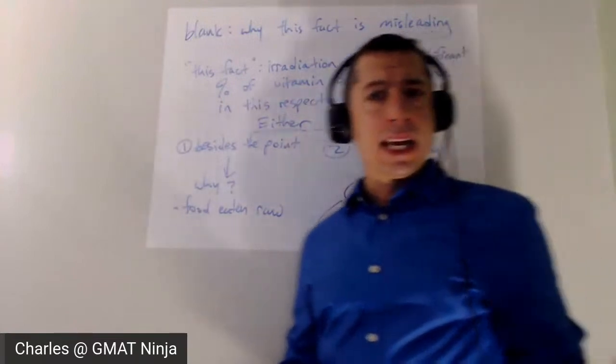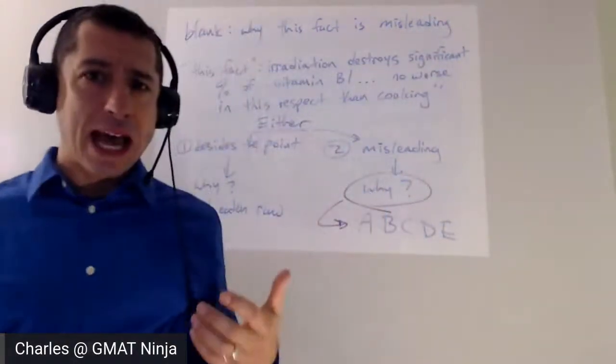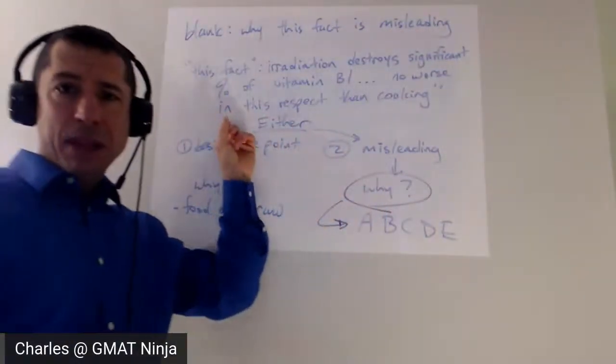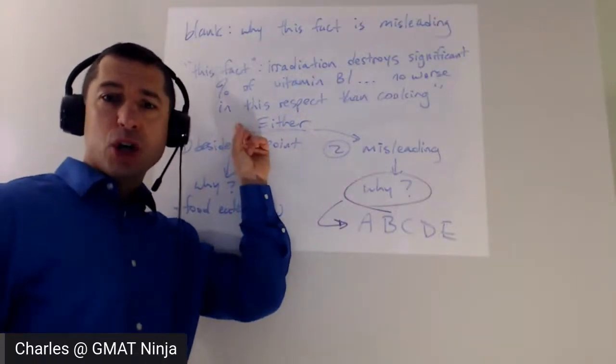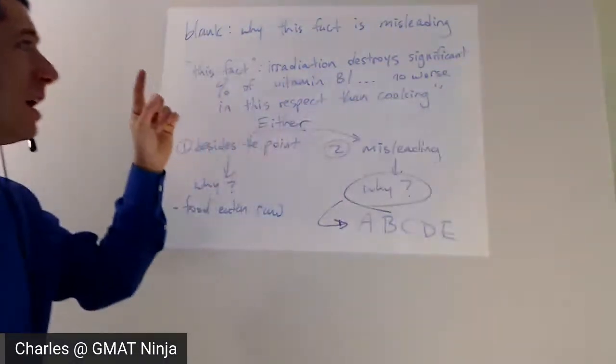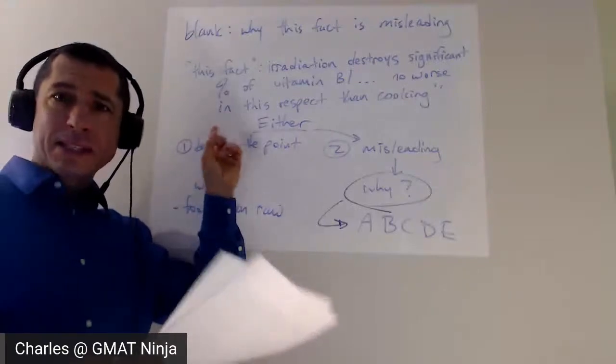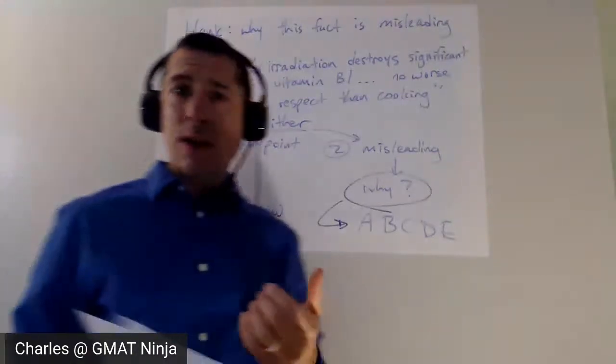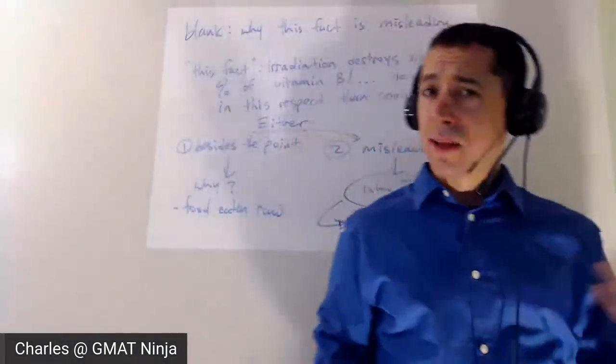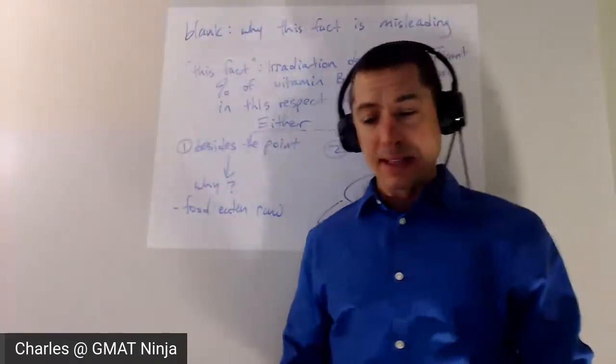And what does it mean to be misleading here? It means to suggest that irradiated food isn't so bad. So how is it that this claim that cooking destroys just as much B1 as irradiation, how is that going to be misleading in some way? How is that going to mislead us to think irradiation is fine when really maybe it isn't? Okay, so with that in mind, let's go through these.